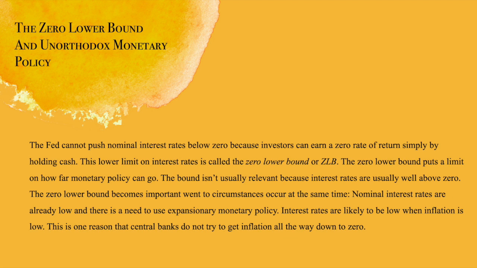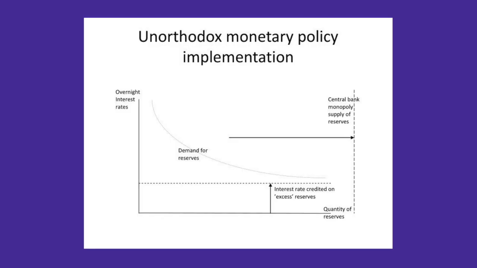The zero lower bound puts a limit on how far monetary policy can go. The bound isn't usually relevant because interest rates are usually well above 0. The zero lower bound becomes important when two circumstances occur at the same time: nominal interest rates are already low and there is a need to use expansionary monetary policy. Interest rates are likely to be low when inflation is low. This is one reason that a central bank does not try to get inflation all the way down to zero. And this is the example of the graph of unorthodox monetary policy.